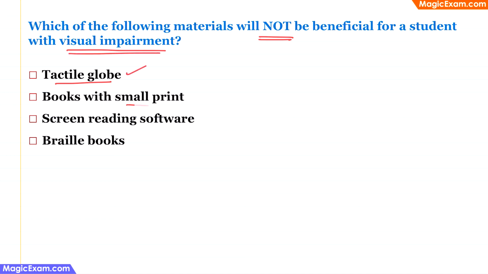Then books with small print. Now this, if books with small print are given to children with visual impairment, how can they read? So this is obviously incorrect, and it will not be helpful for children with visual impairment. Therefore, this has to be the correct answer. Next, screen reading software. So there is software which will help read out any documents that are on the screen of a computer. So if children cannot read, they can hear what is on the screen. Therefore, screen reading software is very useful. Next, braille books. So braille books are naturally used for teaching blind children. Therefore, this has to be useful for children with visual impairment.